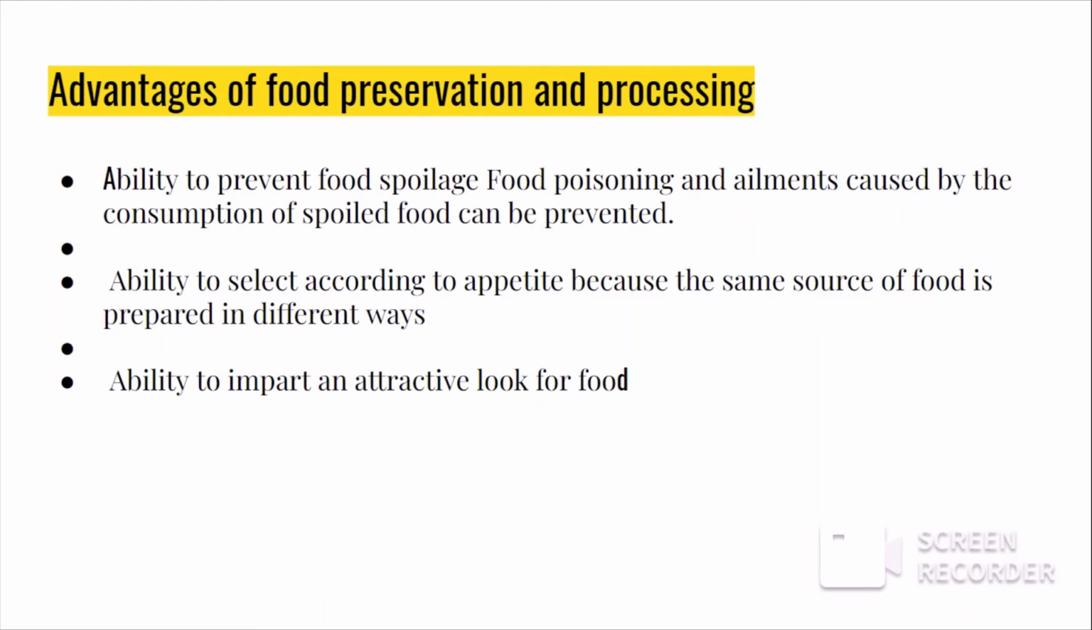Advantages of food preservation and processing. Ability to prevent food spoilage, food poisoning and ailments caused by the consumption of spoiled food. So spoiled food can be prevented. The ability to select according to appetite because the same source of food is prepared in different ways. Ability to impart an attractive look to food.